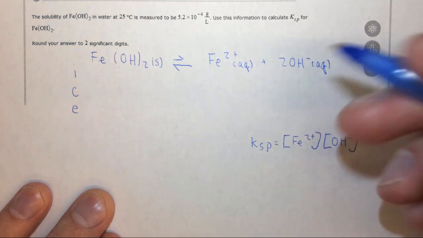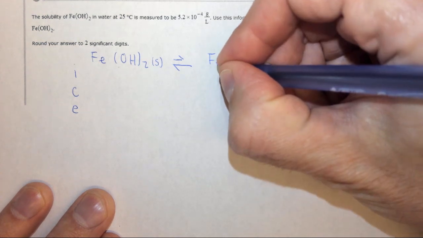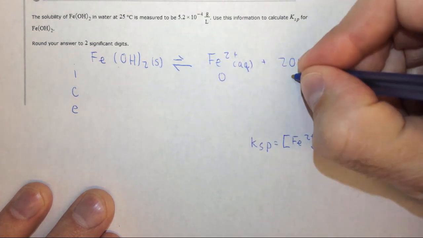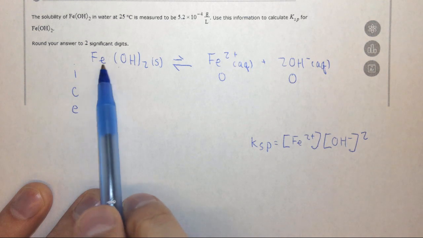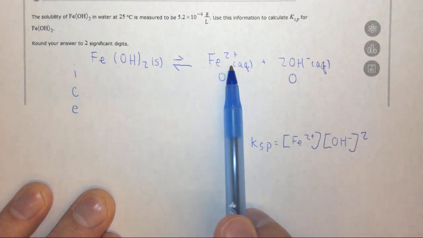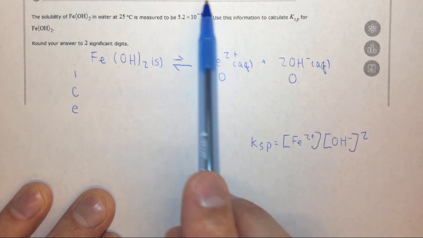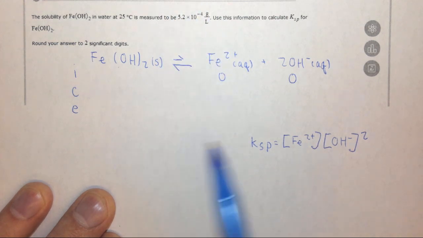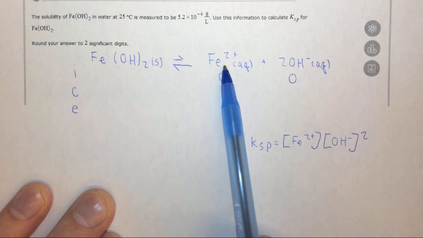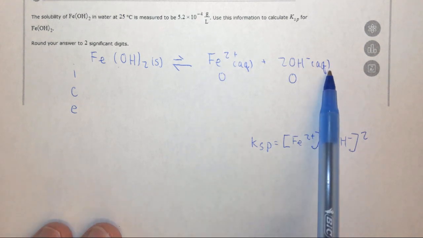Well, the initial amount of this is 0, and the initial amount of this is 0. For every 1 mole of this that breaks up, we'll get 1 mole of this and 2 moles of this. Said another way, if we know the molarity of this, moles per liter, we can figure out what the change will be for this and this. So how do we do that?